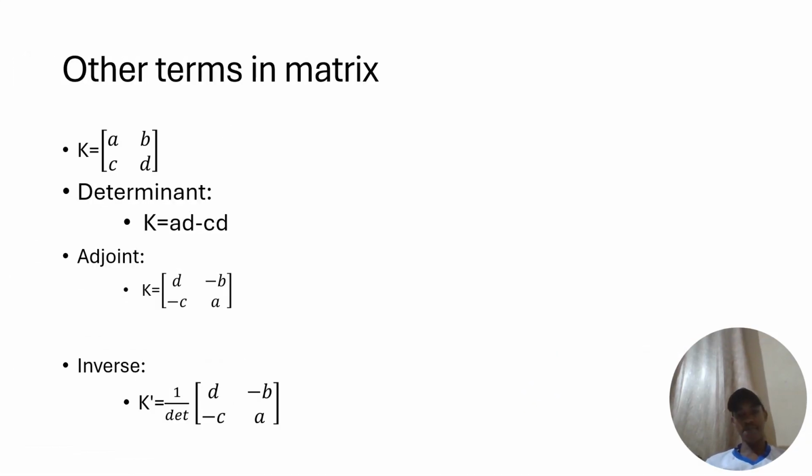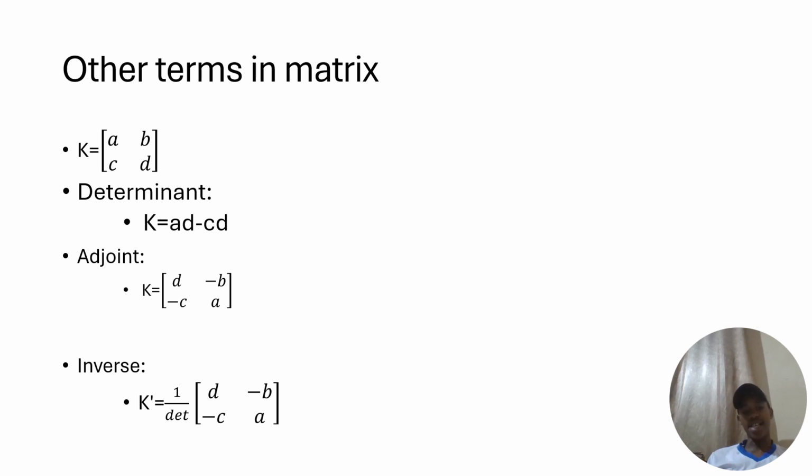We are having other terms in matrices, as you're seeing. For example, you're given that K is equal to that matrix, and you try to determine the determinant of that matrix. The determinant of matrix K is determined as you're seeing. It is major diagonal minus minor diagonal, that is to say AD minus CB, as you're seeing.